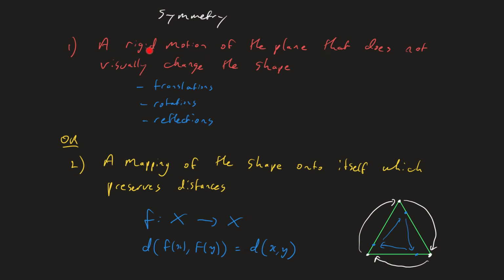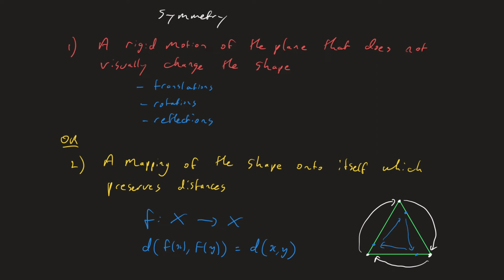Clearly, any rigid motion of the plane which leaves our shape invariant gives us a mapping of the shape onto itself. We simply take our transformation of the plane, which is a function from R2 to R2, and we just restrict it to the shape. We just look at what it does to our shape. So this definition is a special case of this definition here. It turns out that there are no other possible transformations of the figure into itself that preserve distance that cannot be obtained from a rigid motion of the whole plane.